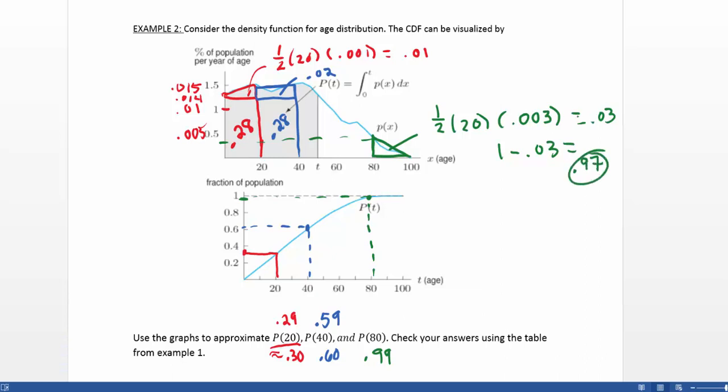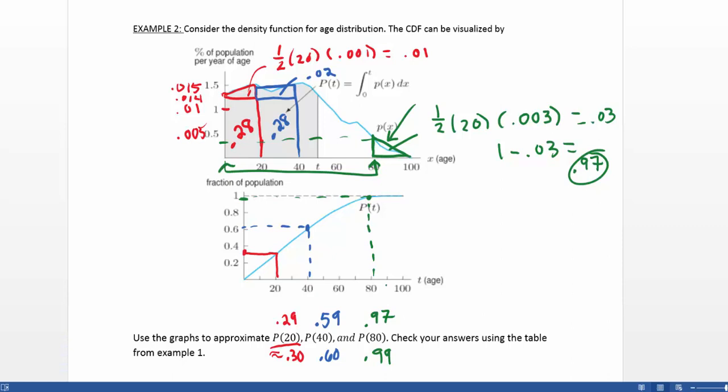So again, the reason I'm subtracting this from 1 is because what I'm actually looking for is all of the area from 0 to 80. So I'm subtracting off the area after 80 from 1 to get the area before 80. So this would give me 0.97, which I think is a pretty good approximation.